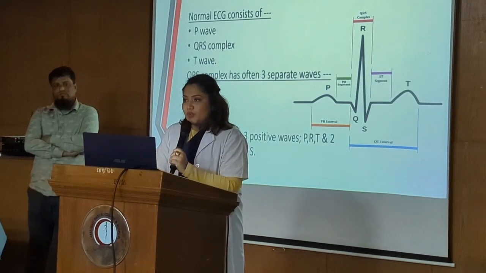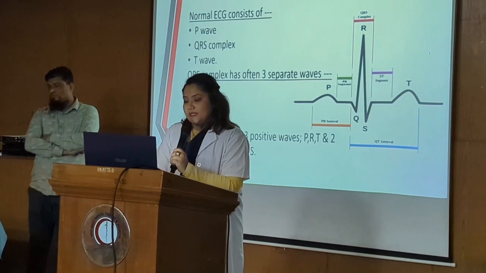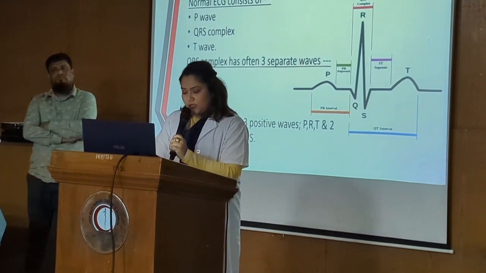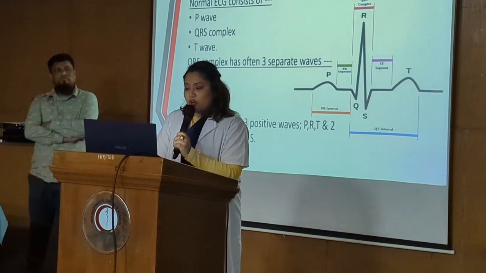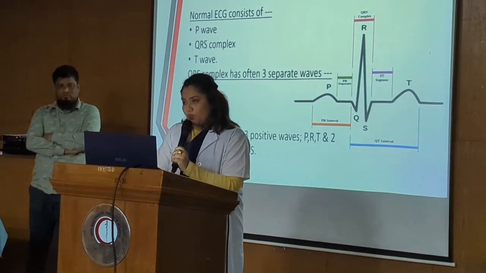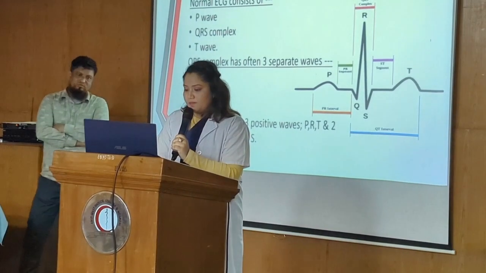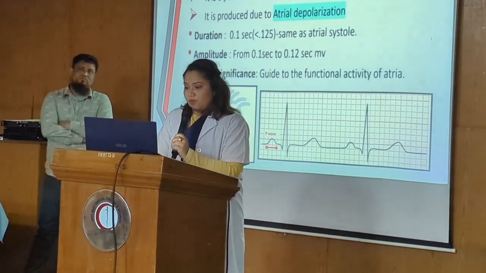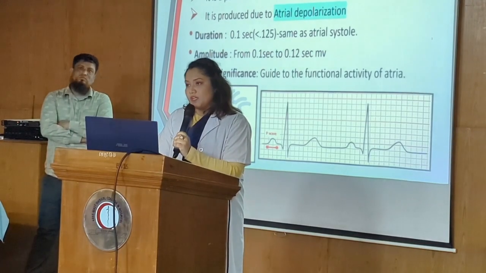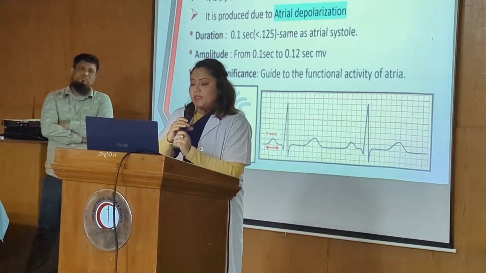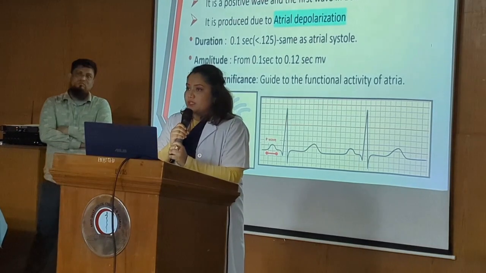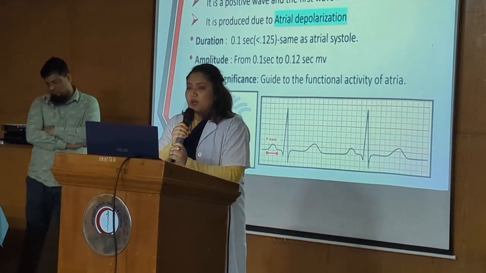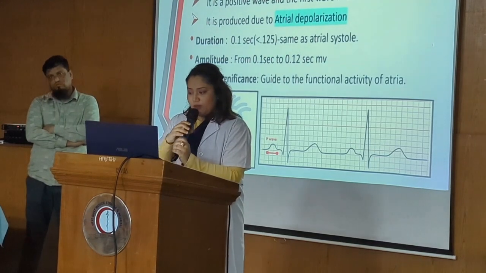This is a diagram showing a normal ECG. A normal ECG consists of 3 waves: P wave, QRS complex, and T wave. QRS complex often has 3 separate waves: Q wave, R wave, and S wave. Now comes the first wave, P wave. It is the most positive and first wave in electrocardiogram. This wave is produced due to atrial depolarization. The clinical significance of P wave is to guide to the functional activity of atria.